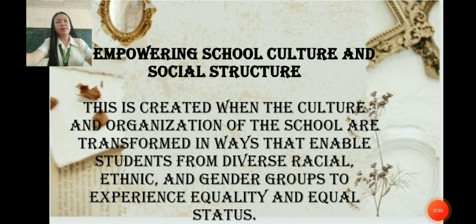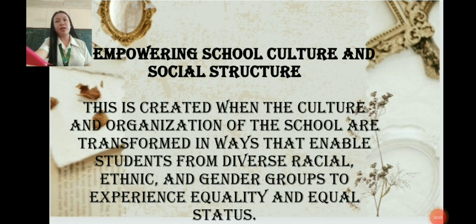And the last one is empowering school cultures and social structures. This is created when the culture and organization of the school are transformed in ways that enable students from diverse racial, ethnic, and gender groups to experience equality and equal status. So, empowering school cultures and social structures involves creating an inclusive and supportive environment within schools where all students, staff, and community members feel valued, respected, and empowered.